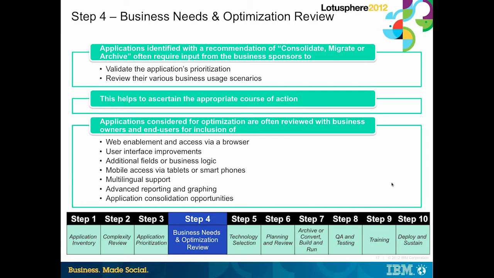Applications considered for optimization can also be reviewed with those business owners. So when we talk about web enabling those things, we can talk about user interface improvements. We can discover actions on the action bar that have never worked. This is also an opportunity to review that application for additional functionality.